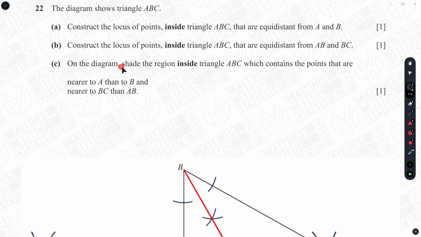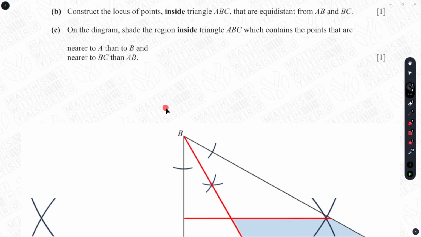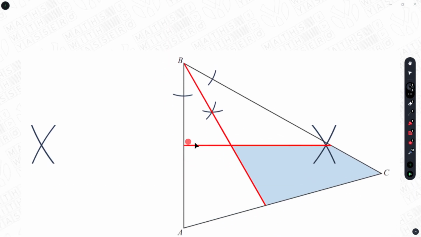Then it says, on the diagram, shade the region inside triangle ABC which contains the points that are nearer to A than to B and nearer to BC than AB. So nearer to A than to B, that means it will be this whole region, because this is the perpendicular bisector for the points A and B. So nearer to A should be this whole region.